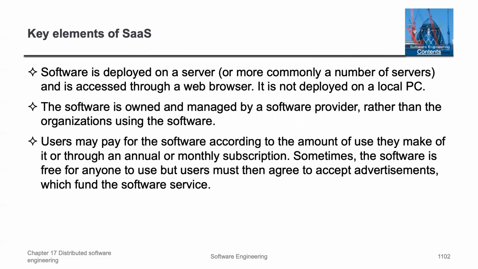Software is deployed on a server, or more commonly a number of servers, and is accessible through a web browser. It is not deployed on a local PC. The software is owned and maintained by a software provider rather than the organization using the software. Users may pay for the software according to the amount of use they make of it, or through an annual or monthly subscription. Sometimes the software is free for anyone to use, but users must then agree to accept advertisements which fund the software service.